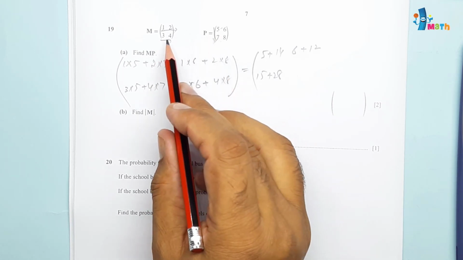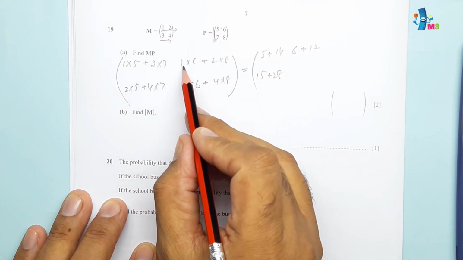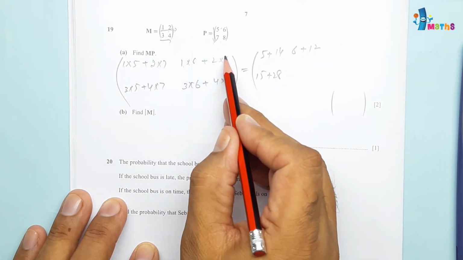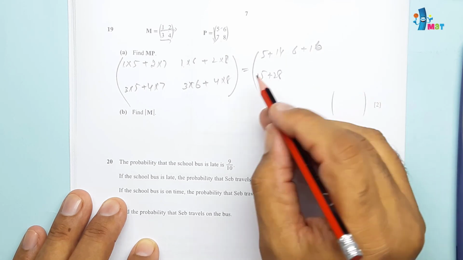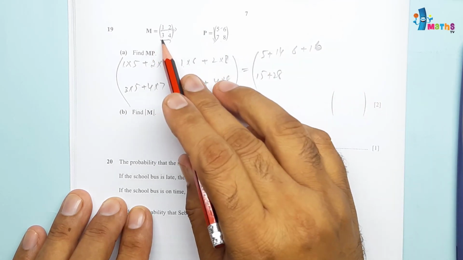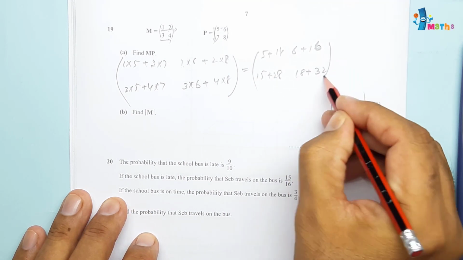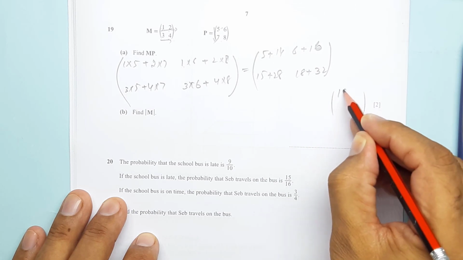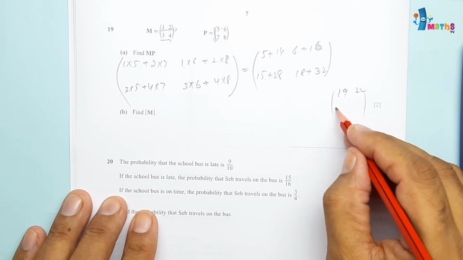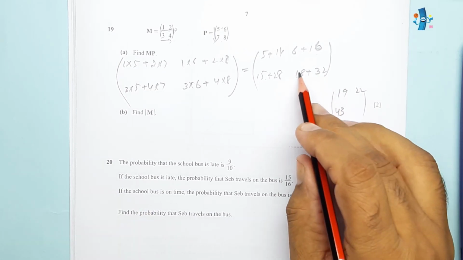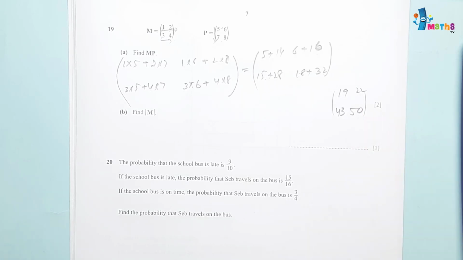1 into 6, and basically we'll check this one. Oh yeah, 1 into 6 and 2 into 8. Basically this is 8, so this will be 16 over here, and this one will be 18 plus 32. This will be adding up to 19, this will be adding up to 22, this will be adding up to 43, and this will be adding up to 50.